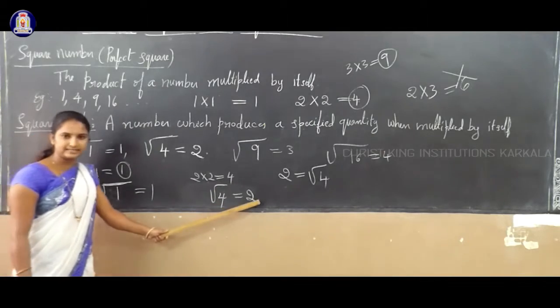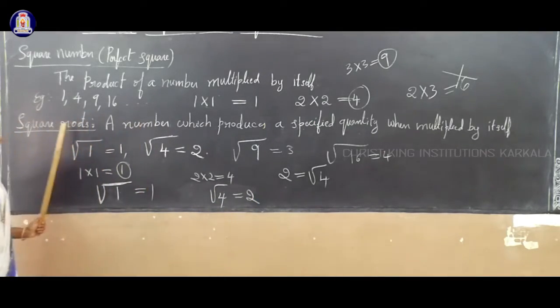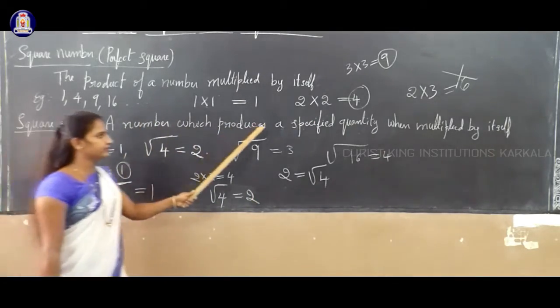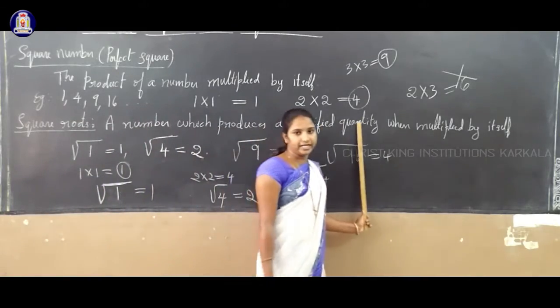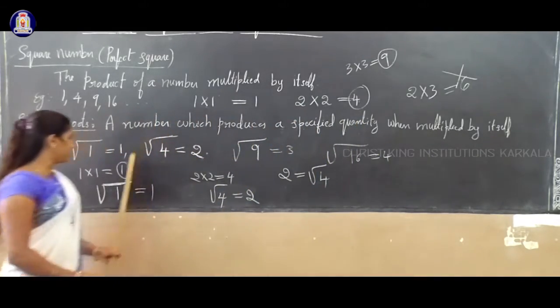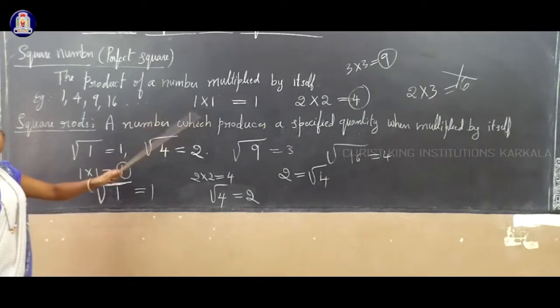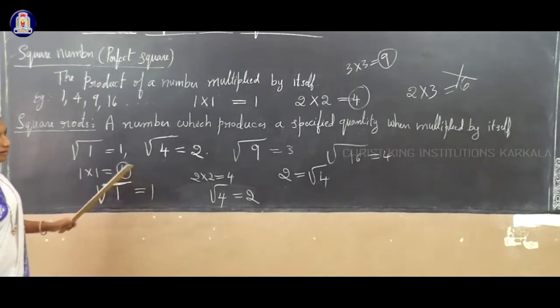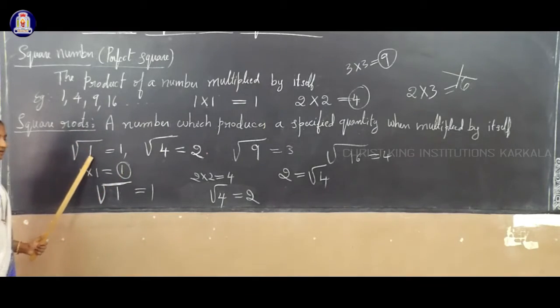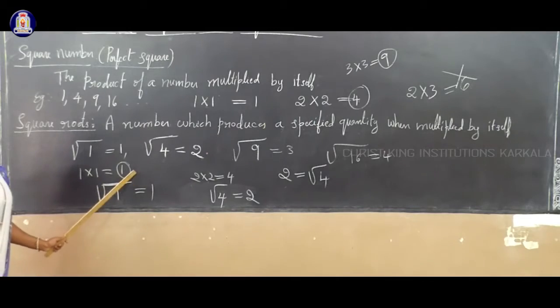Square root of 4 is 2. Clear? So what is the square root? A number which produces a specified quantity when multiplied by itself. This number is multiplied by itself, which means 1 into 1, we get a product of 1.